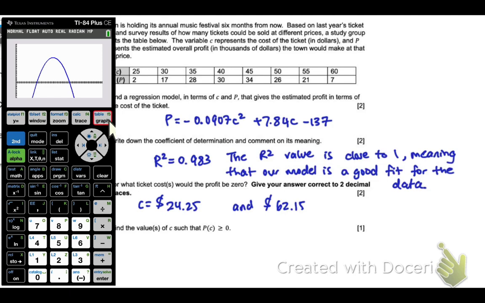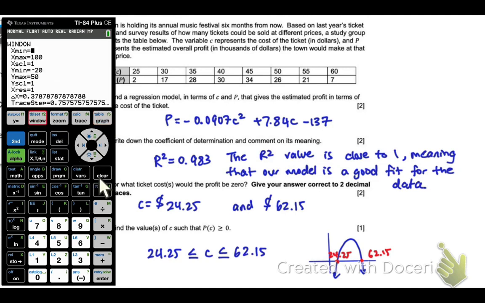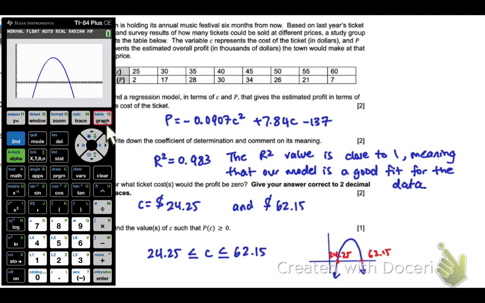Well, we can see from our graph that has to occur in between $24.25 and $62.15. This is how we would write that. Algebraically, we would say $24.25 is less than or equal to C, which is also less than or equal to $62.15. In other words, that is the range of values for C that keep the profit greater than or equal to 0.